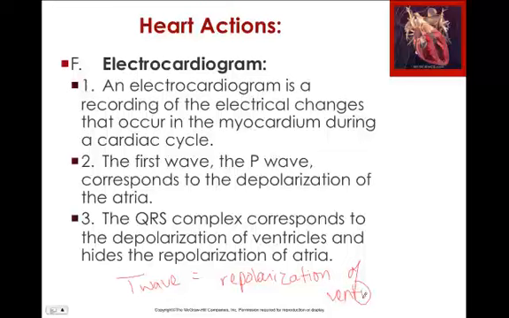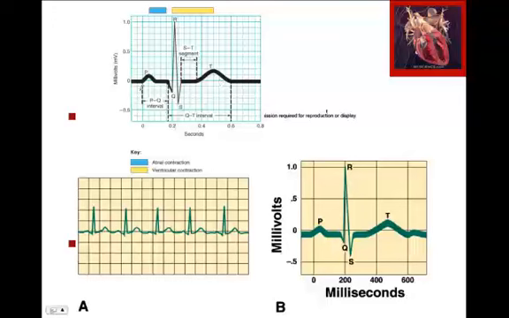Okay, so that's your P, QRS, and your T wave. The P wave is the depolarization of the atria. QRS is the depolarization of your ventricles, and T is the repolarization of your ventricles. And again, we just don't see the repolarization of the atria. It's hidden here by the QRS wave, which is your depolarization of the ventricles. So again, P wave, atrial depolarization; QRS, ventricular depolarization; T wave, the repolarization of the ventricles. So now you can see what's happening in terms of an EKG.